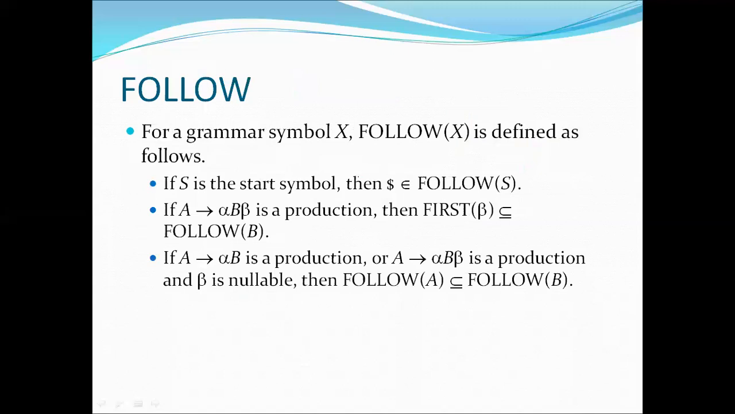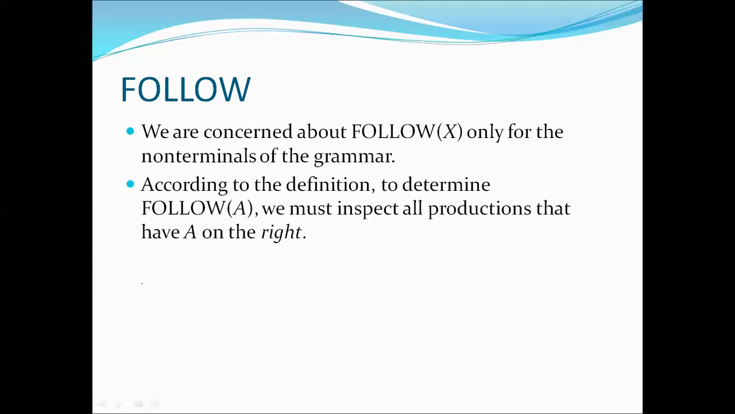Got it? So there are three rules while calculating the follow. The first rule is to include the dollar, and it is included. The second rule: if it is followed by something, include the first of beta, and we included it. The third rule: if it is nullable or not followed by anything, include the follow of A. That is not existing here, so the third rule does not apply for E.